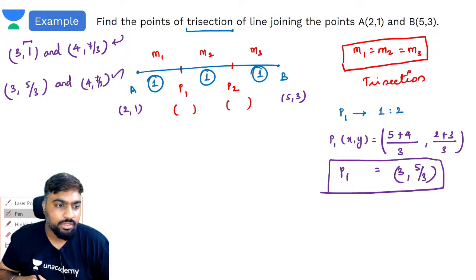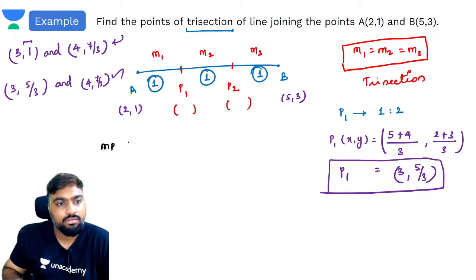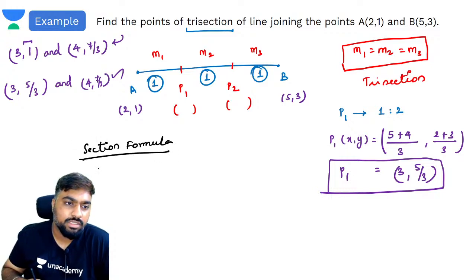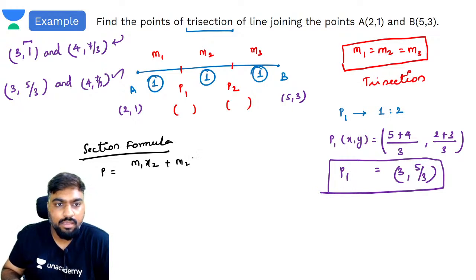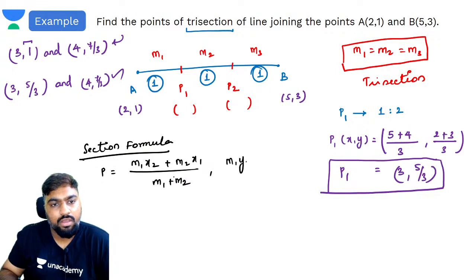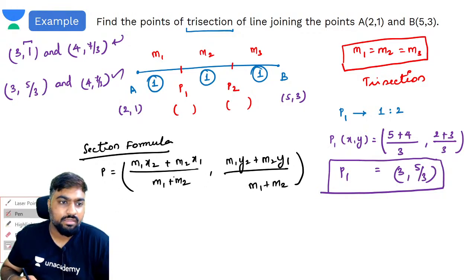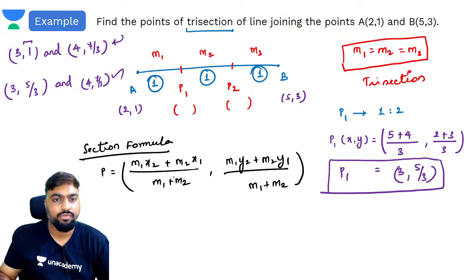Do you want me to write down the formula? Midpoint formula. So section formula, midpoint नहीं है ये, section है. Section formula is what? Any given point P is going to be equal to M1 x2 plus M2 x1 by M1 plus M2, comma M1 y2 plus M2 y1 by M1 plus M2. Yes, this is for reference agar if you've gotten confused with this.